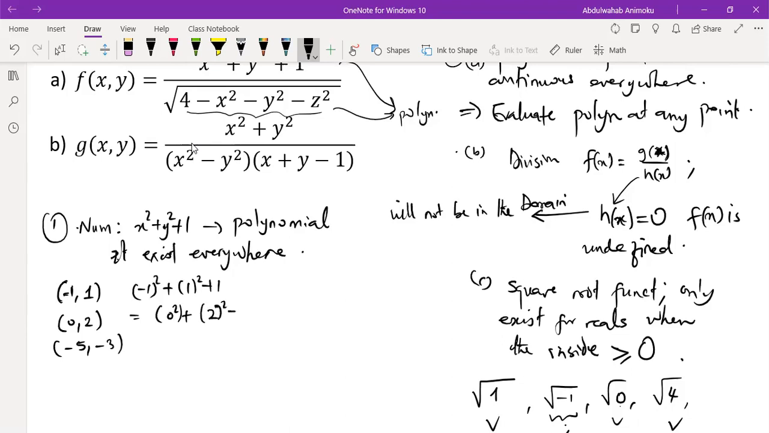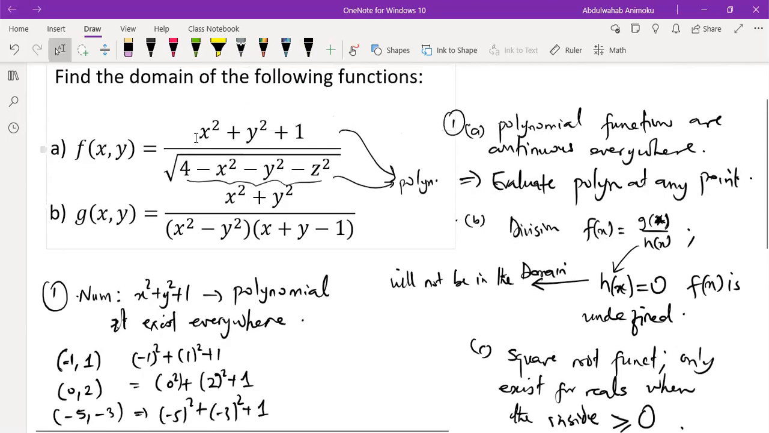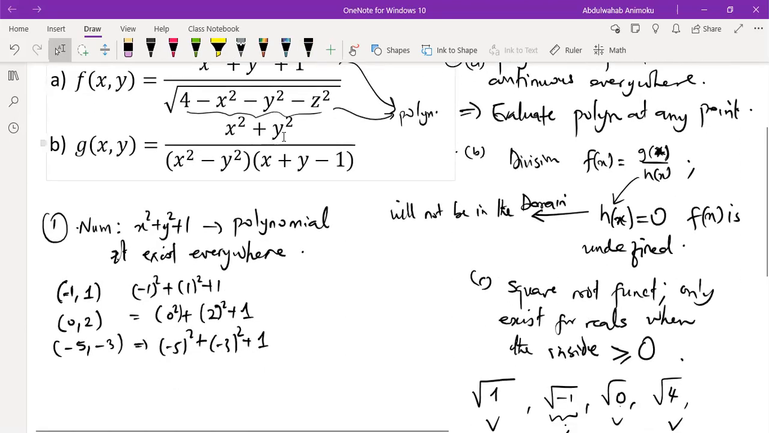You see what I'm saying? +1. You can also evaluate this, which is -5 squared plus -3 squared plus 1, right? All of these things will exist, right? So we have no problem with the numerator. Now the denominator is where we are going to try to constrict the domain, where we remove some points where the function might not exist, right? So we need to look at the denominator now.